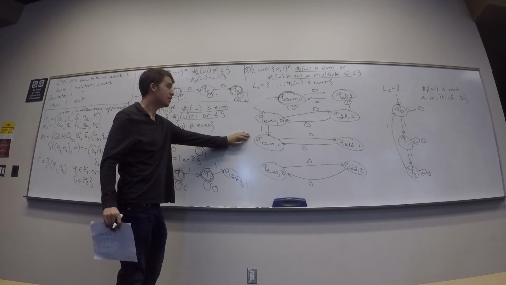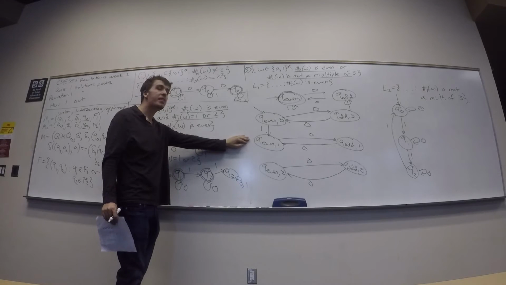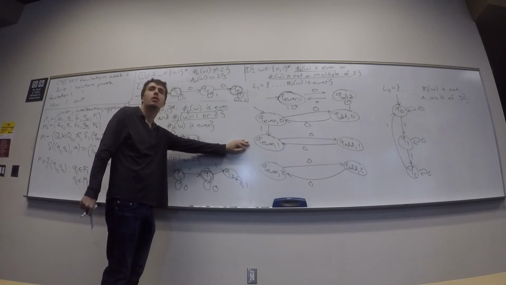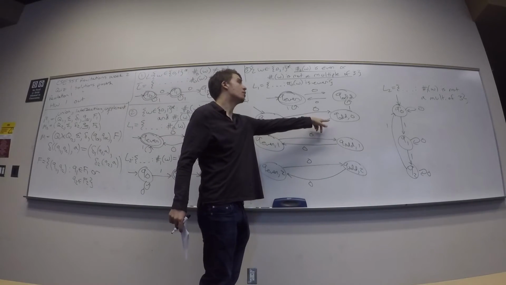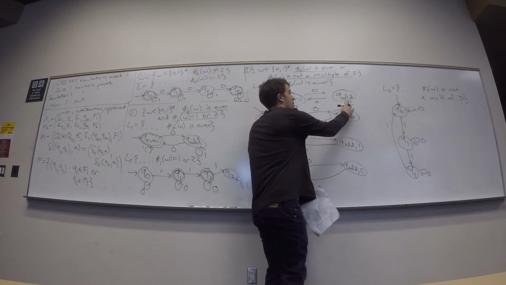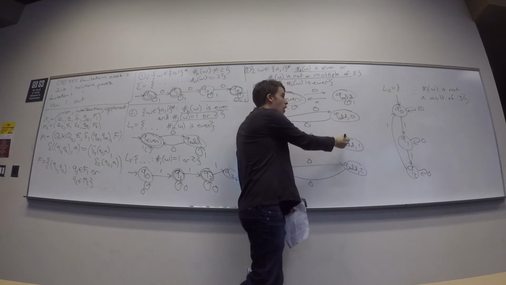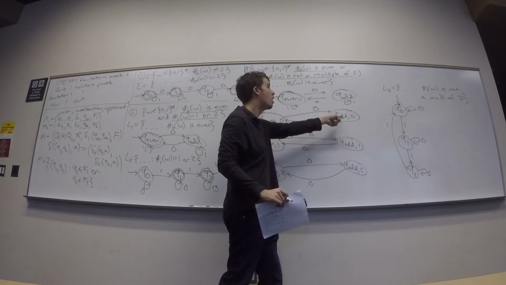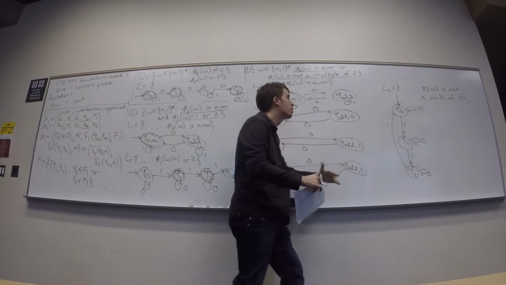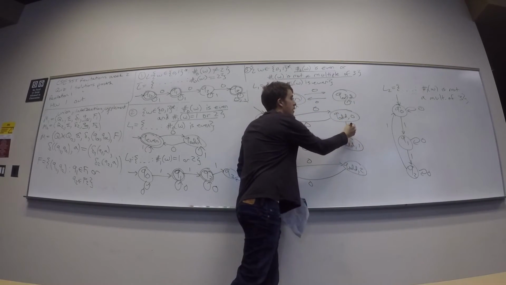So let's figure out what happens with the 1 transitions. What do you think the 1 transitions are going to do? Well, let's think. What is odd 0 going to do on input 1? It's going to go to odd 1 because 1 here stays in the odd column, but it comes down a row. So it's going to come down here to odd 1.